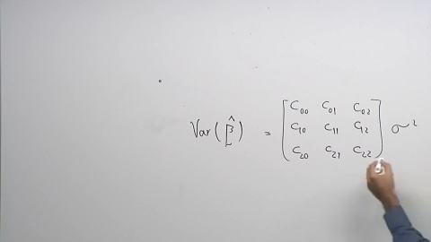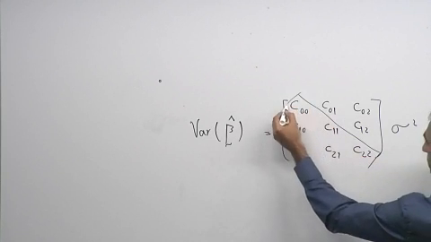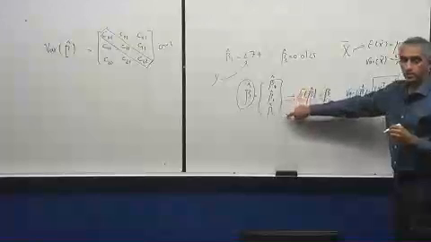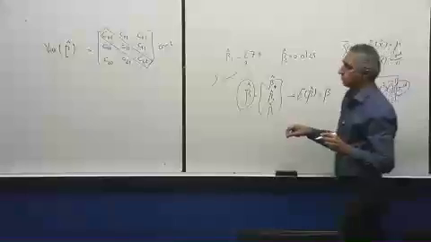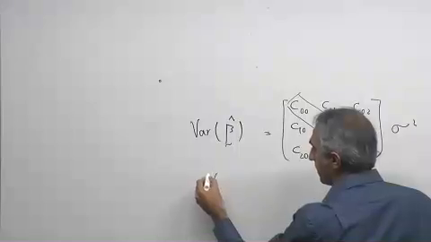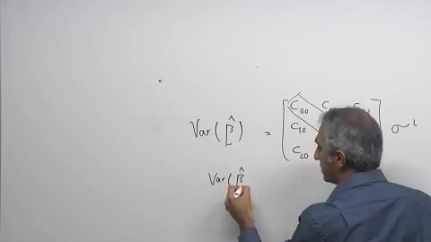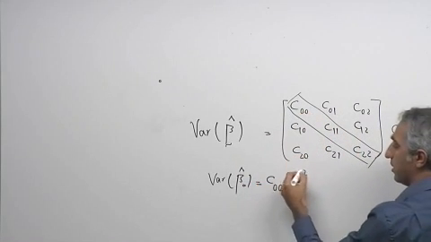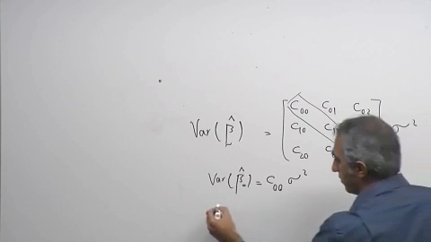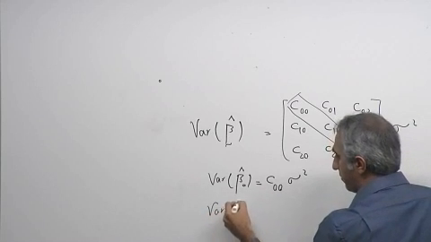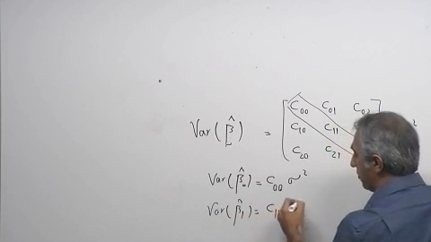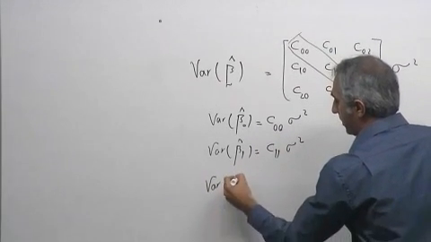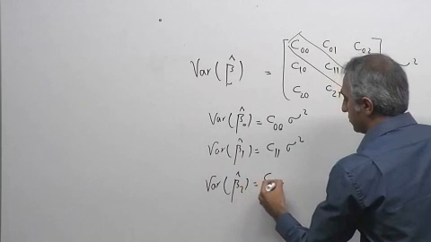So the diagonal elements give you the variance of each component. For example, the variance of beta 0 hat would be C00, this element, multiplied by sigma squared. The variance of beta 1 hat is C11 sigma squared. And the variance of beta 2 hat is C22 sigma squared.